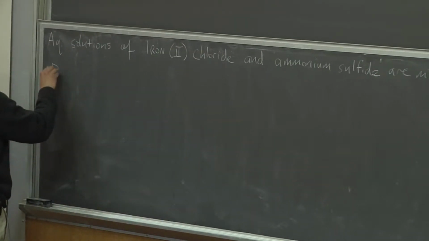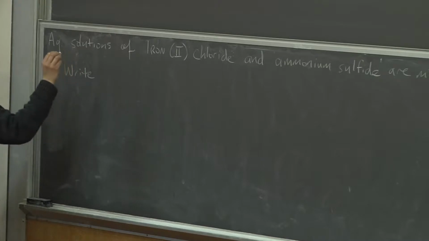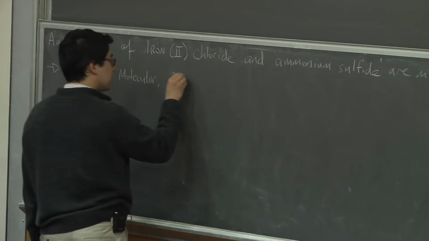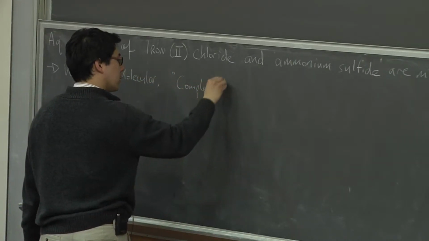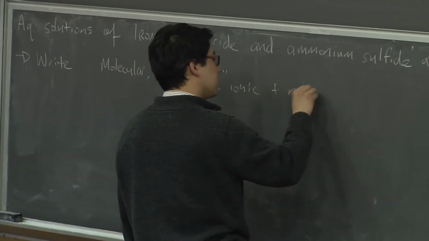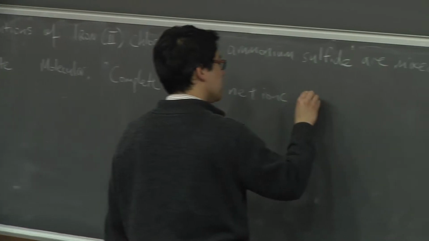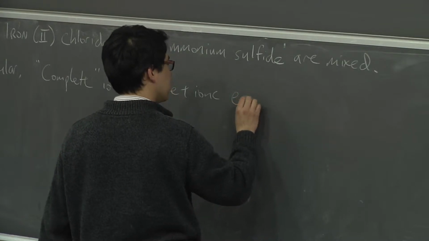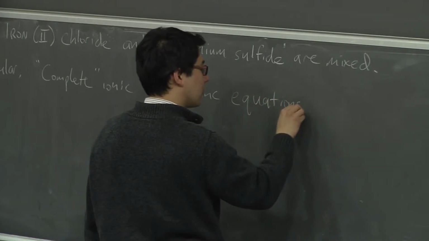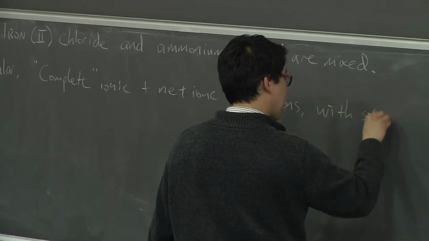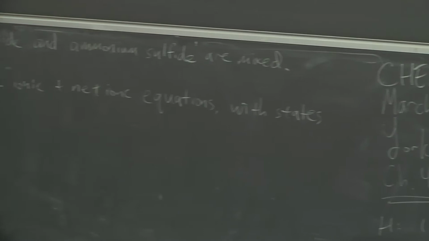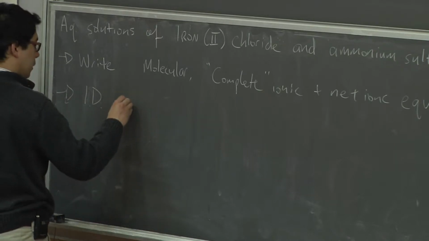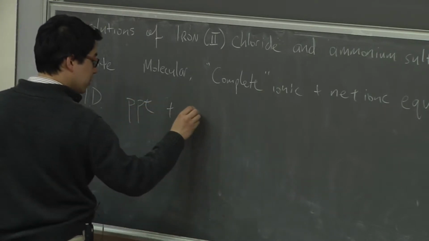And so, let's say, write molecular, complete ionic and net ionic equations, or write the equations for the complete molecular, ionic and net ionic reactions with states. Identify the precipitate and any spectator ions.